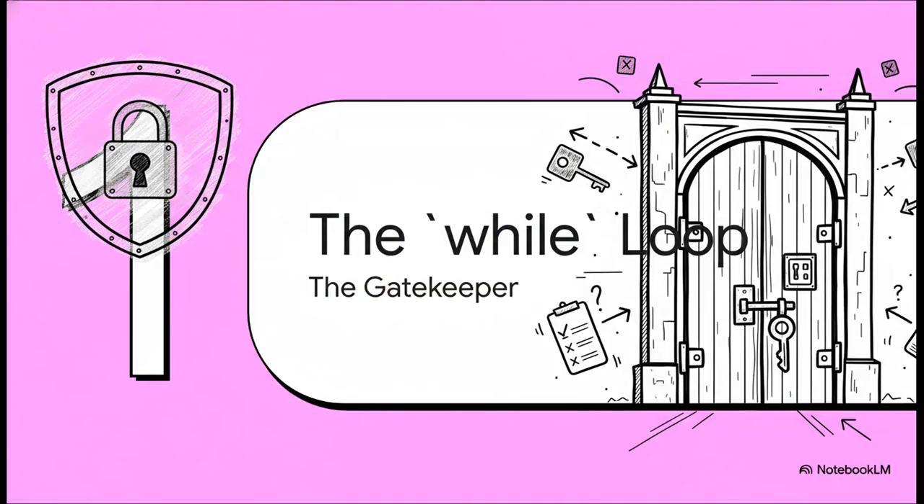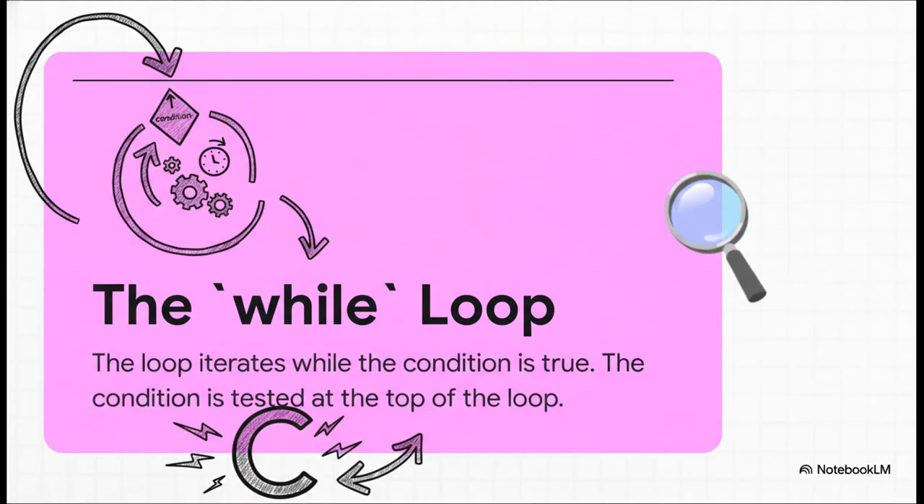I always think of this one as a really strict gatekeeper. It's going to check your credentials before it even considers letting you inside. The logic is literally in the name. The code inside the loop will keep running while a certain condition is true. But the key detail, the thing you have to remember, is where it checks. It's right at the top, right at the beginning, and that has a huge impact on how this loop behaves.